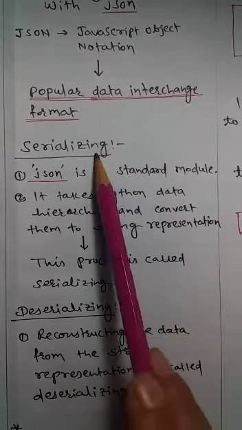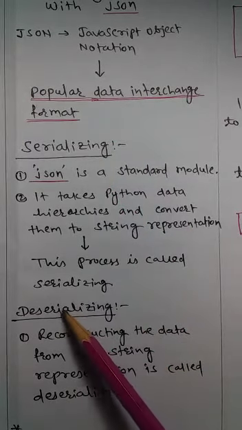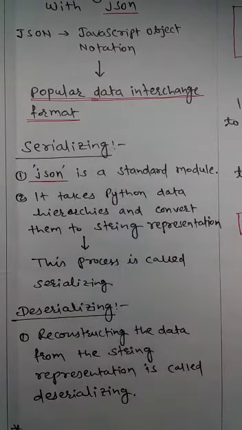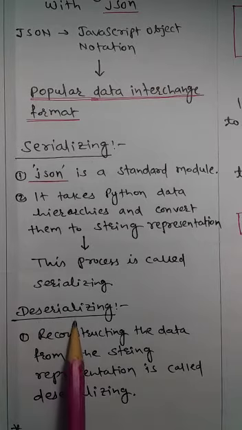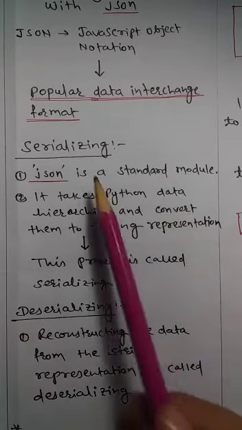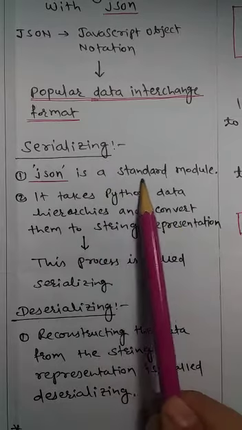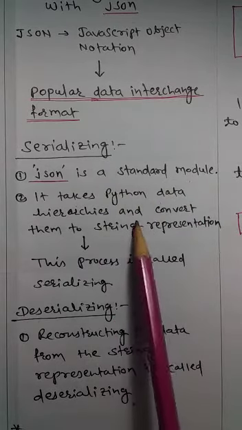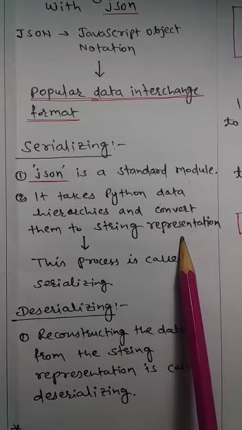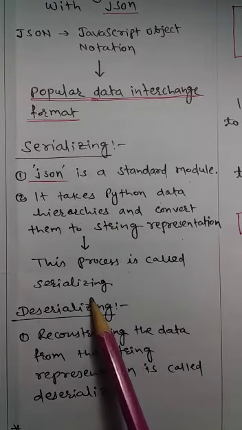Now here see these two words, serializing and deserializing. Serializing is when you are storing your data into a file using JSON. And when that serialized or encoded data you are reading back from the JSON, we name it deserializing. So we'll see here, serializing means JSON is a standard module. It takes Python data hierarchies and converts them to a string representation. This process is called serializing.